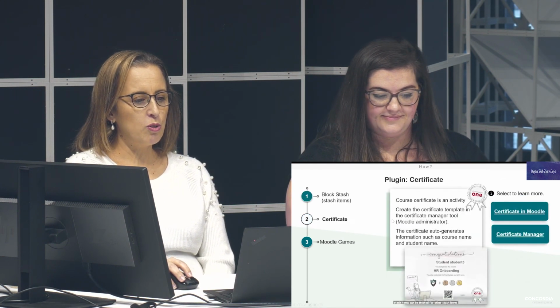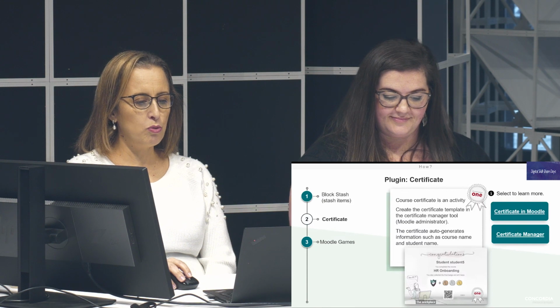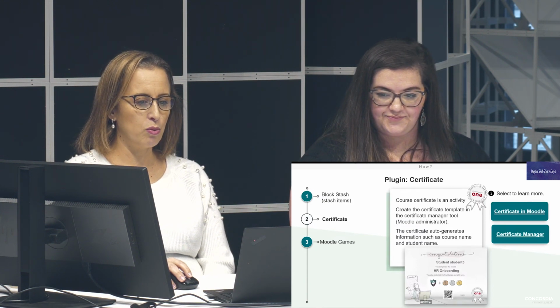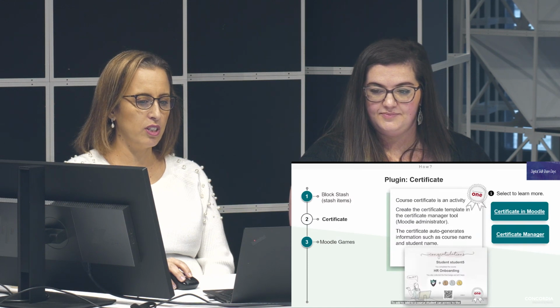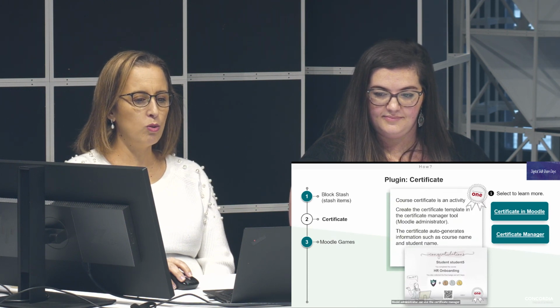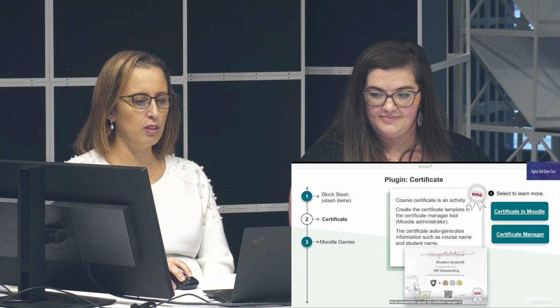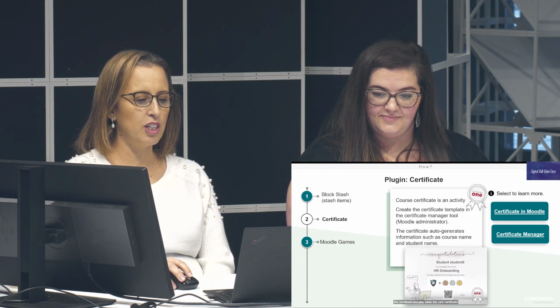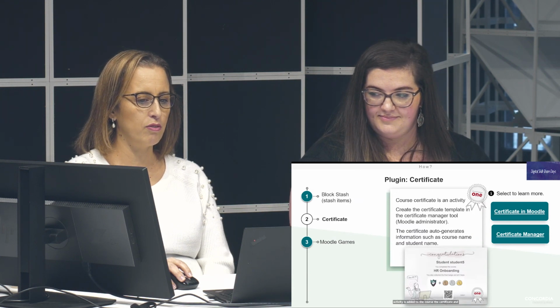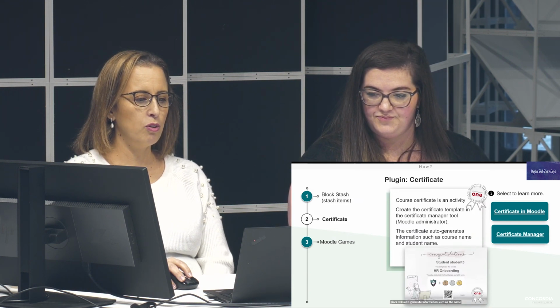The Workplace course certificate is a useful activity to add to a course. Students gain access to the certificate when certain conditions are met. A Moodle administrator can use the certificate manager tool to create a certificate template. When the course certificate activity is added to the course, the certificate template will auto-generate information such as the name of the course, the name of the student, and other information such as a QR code.